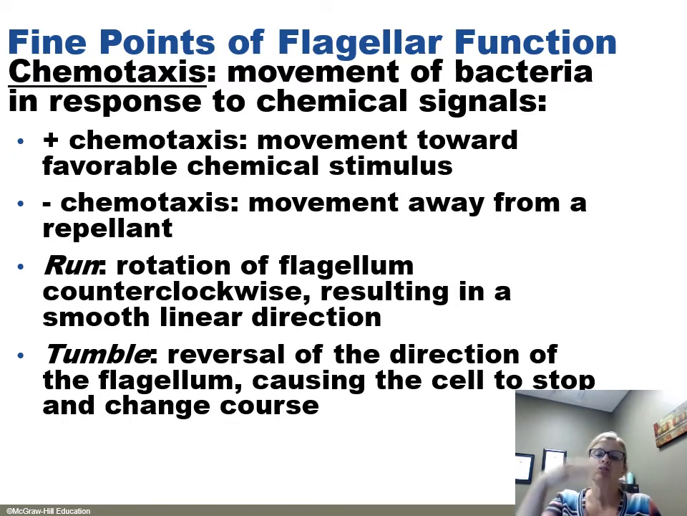Okay, and so you can have a positive chemotaxis. That means movement towards a stimulus, which is going to be something favorable. Okay, a favorable chemical stimulus. So maybe it's a nutrient that this particular bacteria needs, all right? Negative chemotaxis is movement away from something that is going to be harmful, okay? So it's going to move away from something that is harmful.